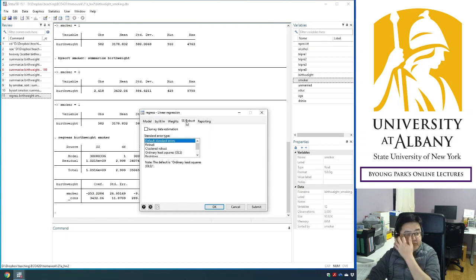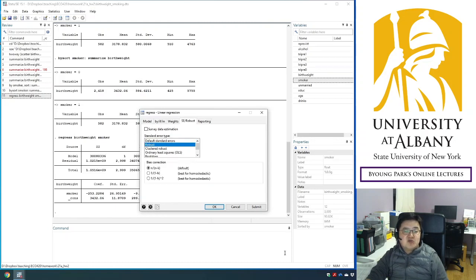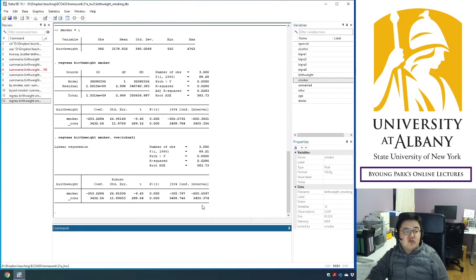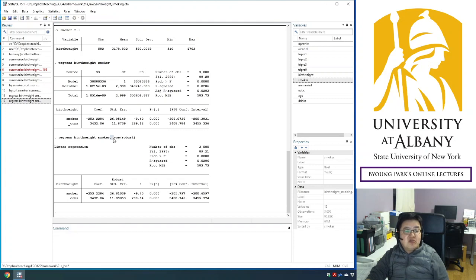If you click here, you have options. The default is homoscedasticity standard errors, but we are going to use robust. Just use the default robust and click OK. And there are other options, but you don't need to know them at the moment. OK, then you get a different result. So this much is the robust standard error formula option. VCE means variance and covariance estimator, I believe. The variance and covariance estimator is calculated according to the robust standard error option.